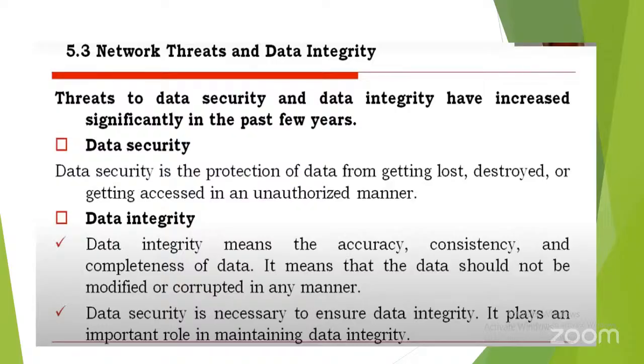Data security is about authorization. Gmail data is there, but there should be integrity. Integrity means that it should not be altered or modified by any other person.